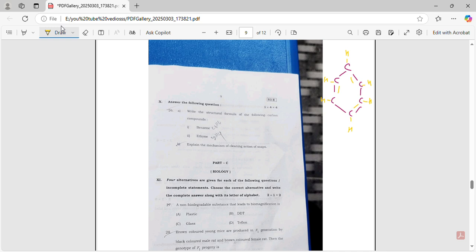Hope you guys understood. Ethyne is ethyne. This is a triple bond. Alkynes have a triple bond. C2H2. Okay. C2H2. Mechanism of cleaning action of soap.